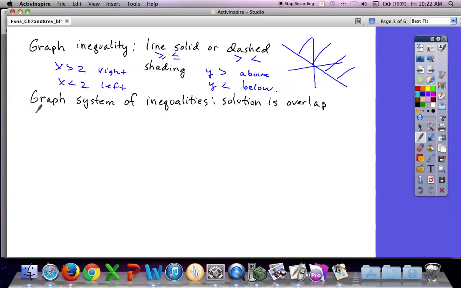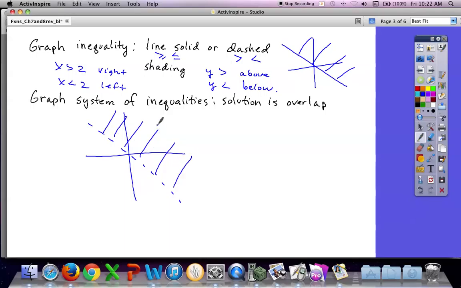Now, a system of inequalities means more than one inequality on the same graph, right? So if we say solve a system of inequalities, it really just means graph them all on the same background. And you're going to get something that looks like maybe one of them is a dashed line like that, and the shading is here.